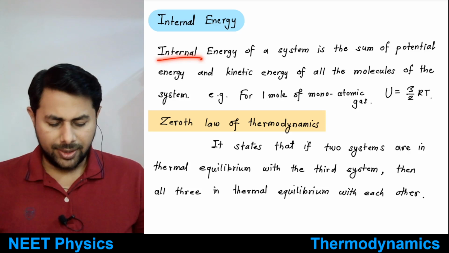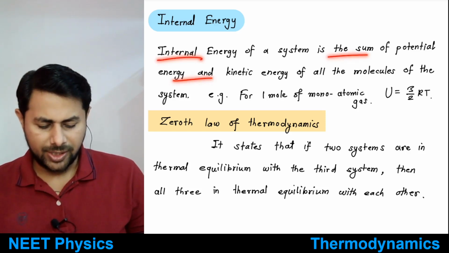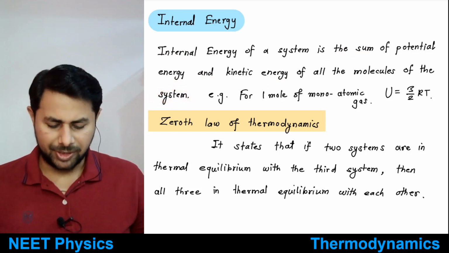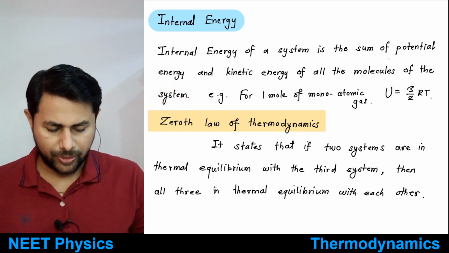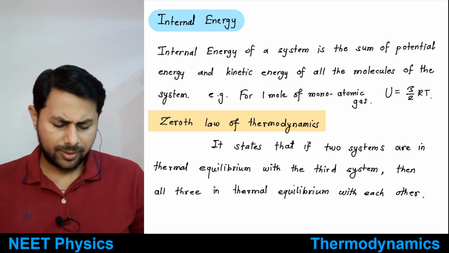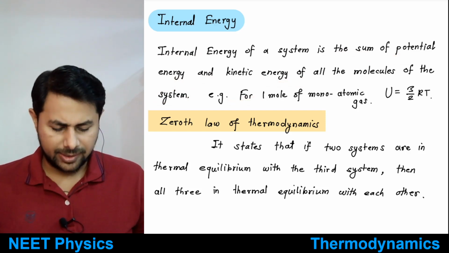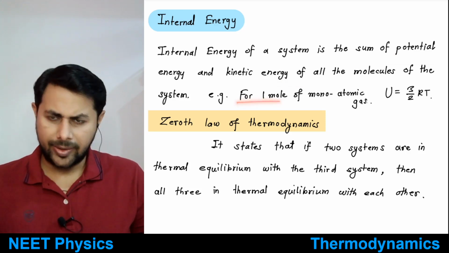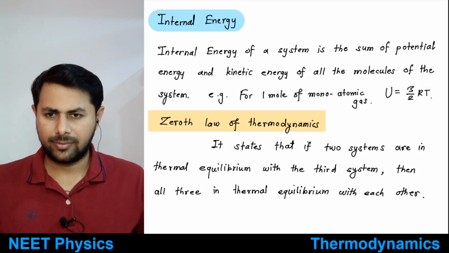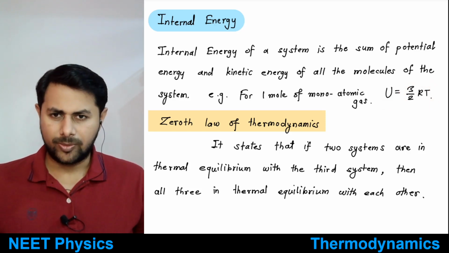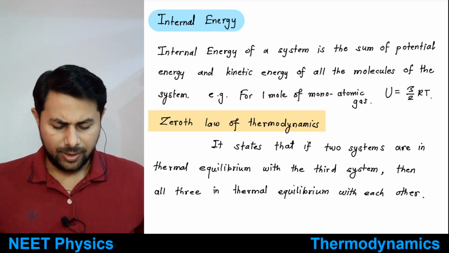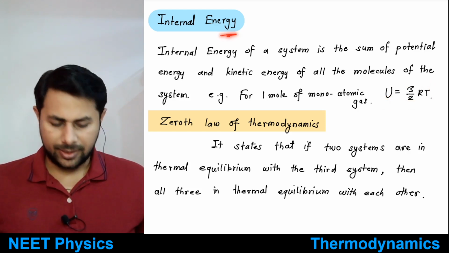The internal energy of a system is the sum of the potential energy and kinetic energy of all molecules of the system. Simple definition. And we studied in the kinetic theory of gases that for 1 mole of a monoatomic gas, U is just equal to 3 by 2 RT. So that is internal energy.